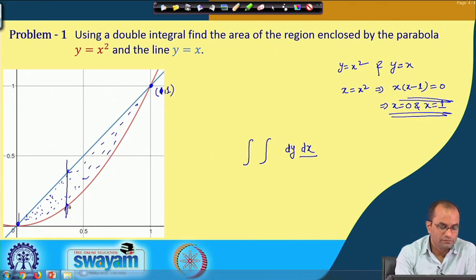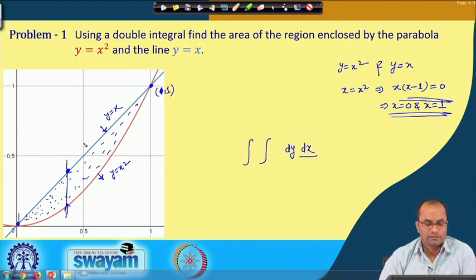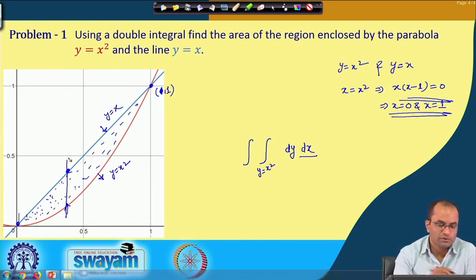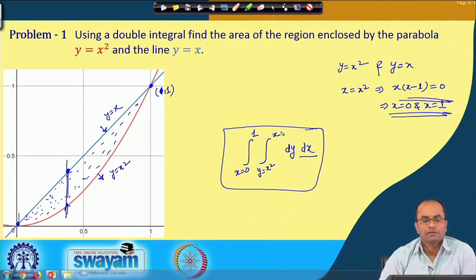So, here this curve is y is equal to x square, and the above one here is y is equal to x. So, in the direction of y, we are entering through this curve y is equal to x square and leaving this area by this curve y is equal to x, the straight line. So, here the limits of y will be y is equal to x square to y is equal to x, and such lines are moving from x is equal to 0 to x is equal to 1. So, this integral will give us the area of the region bounded by these two curves.